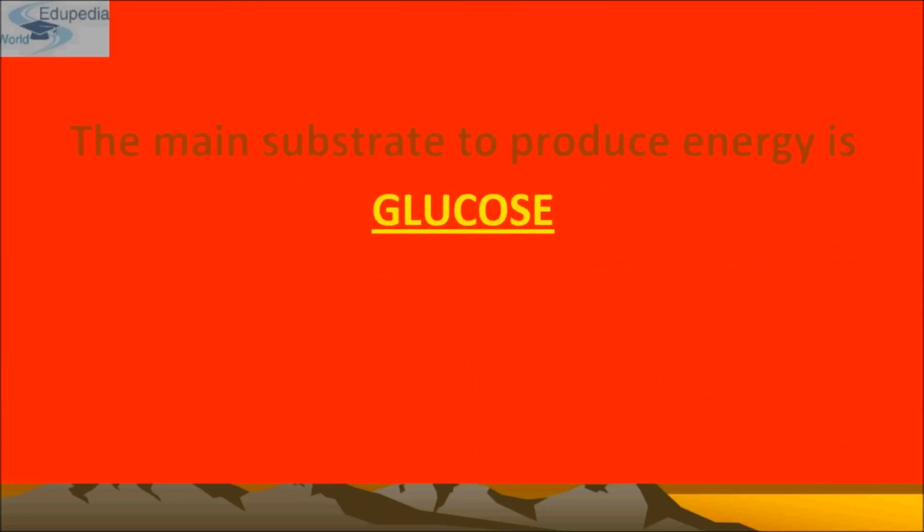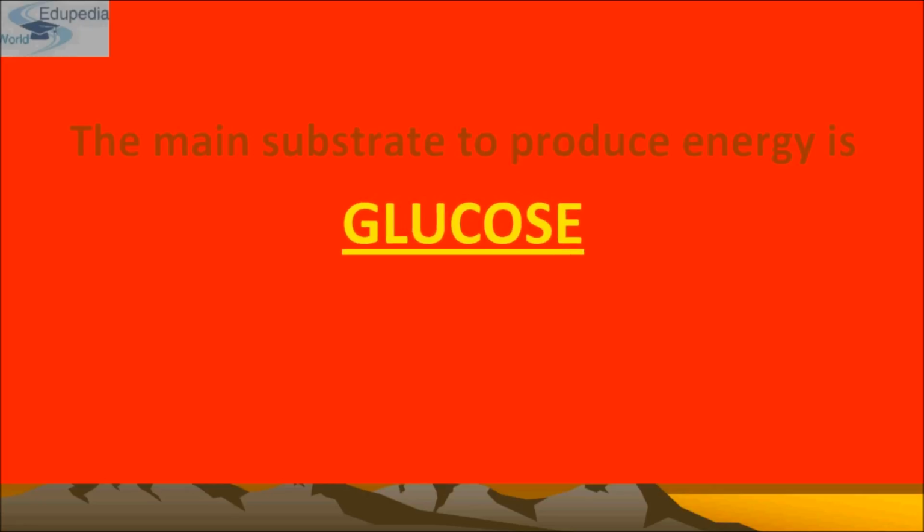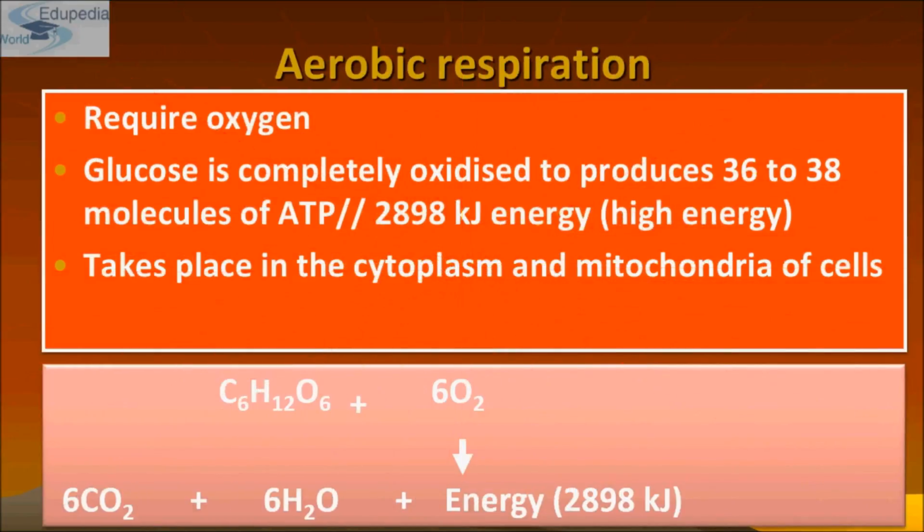You know, students, what's the main substrate to produce energy in cellular respiration? Of course, it's glucose. Now, as we know that cellular respiration is of two types, aerobic and anaerobic, aerobic respiration we'll be studying in detail here.